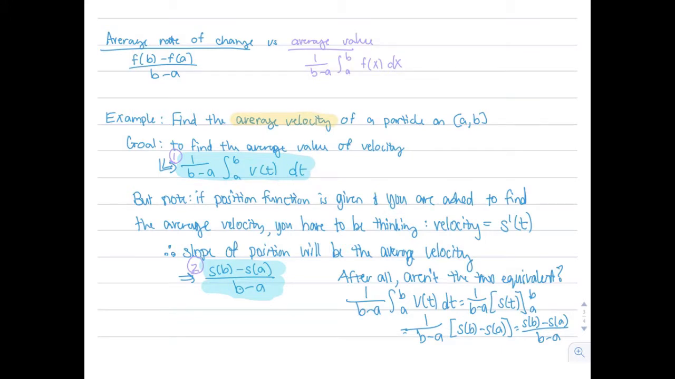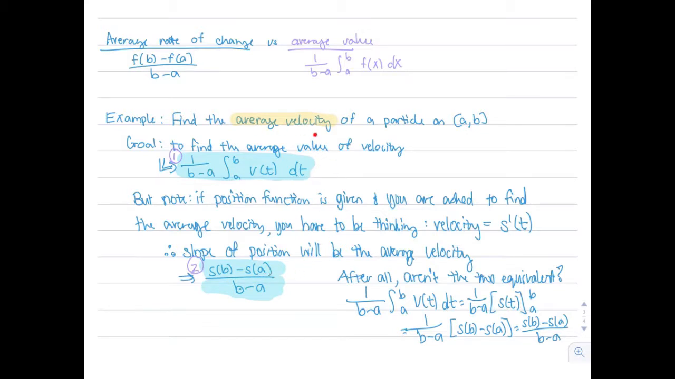Let's start with this here. 1 over b minus a integral from a to b of v of t dt. Let's leave that 1 over b minus a on the outside. And then the antiderivative of velocity is giving you the position function. Evaluate between a and b. So you get s of b minus s of a divided by b minus a. S of b minus s of a all over b minus a. So these two things are equivalent.